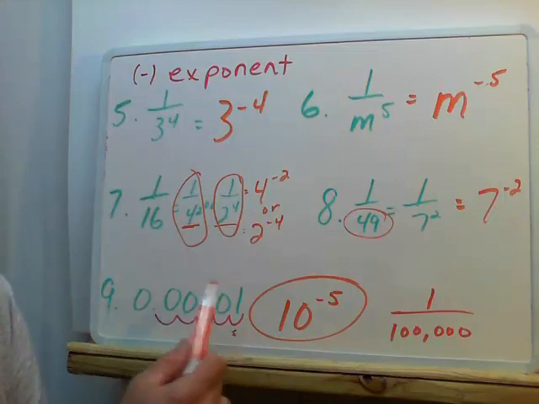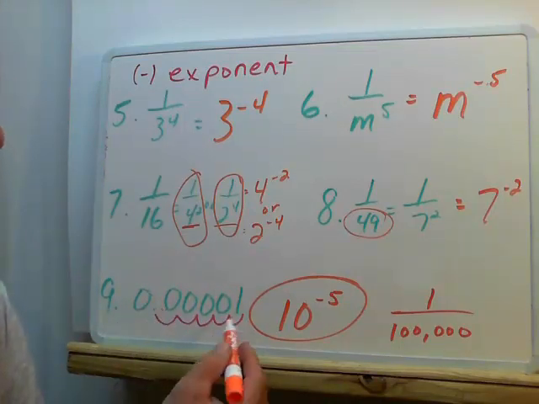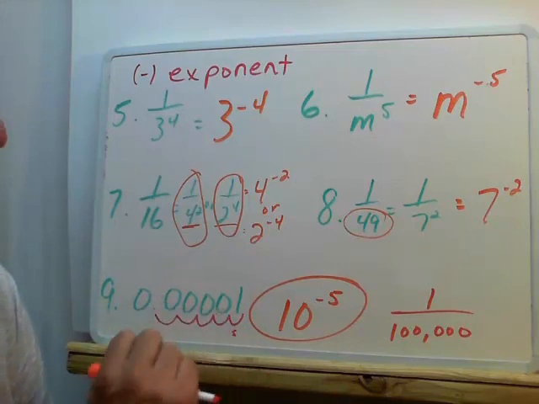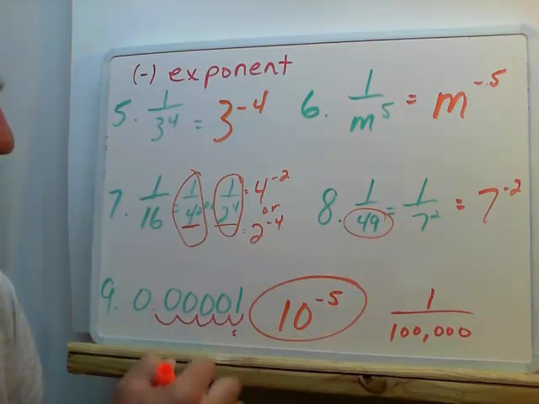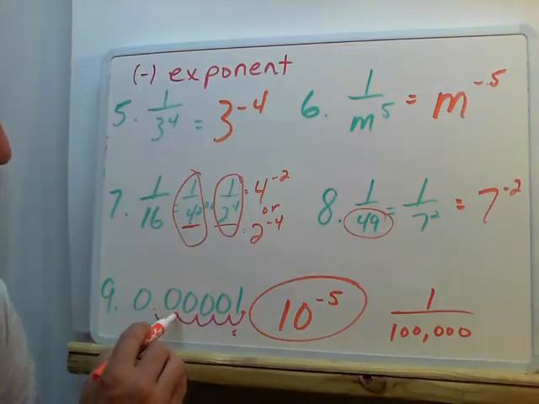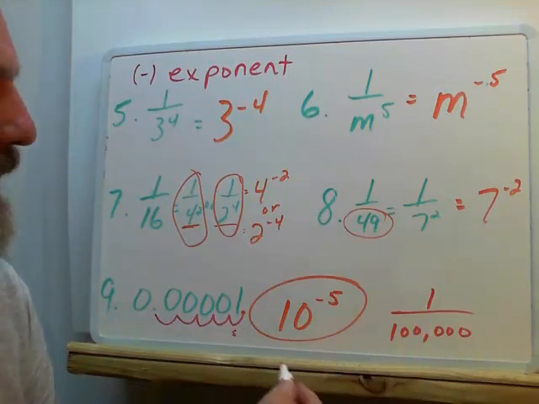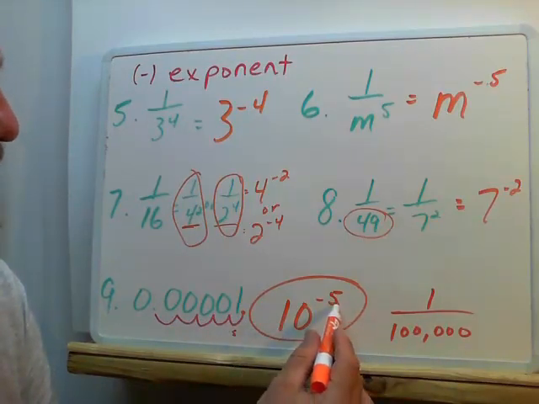Number 9 is drawing on that sample problem again. Notice that we have 4 zeros and then the 1. So in order to move it over to here, we're going to move it 1, 2, 3, 4, 5 places, and therefore it would be 10 to the negative 5.